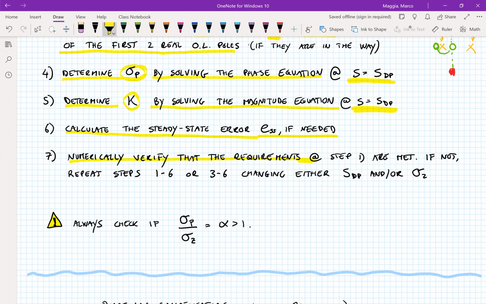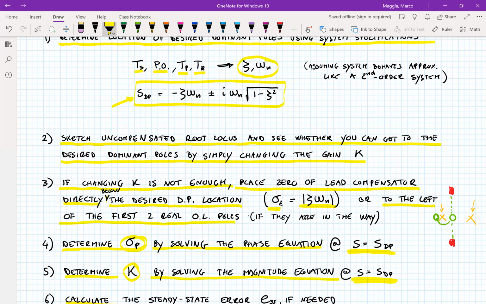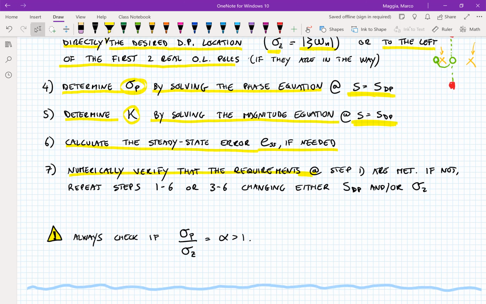And if not, you have the chance of changing 2 things. You can change the location of the dominant poles. If you have a region of the complex plane to choose from, you can always change the location of your dominant poles, or you can change the location of your real zero for the compensator. Remember, those were 2 arbitrary steps, or you can choose different values for both. And always check that the ratio between the pole and the zero, that is alpha, is greater than 1.